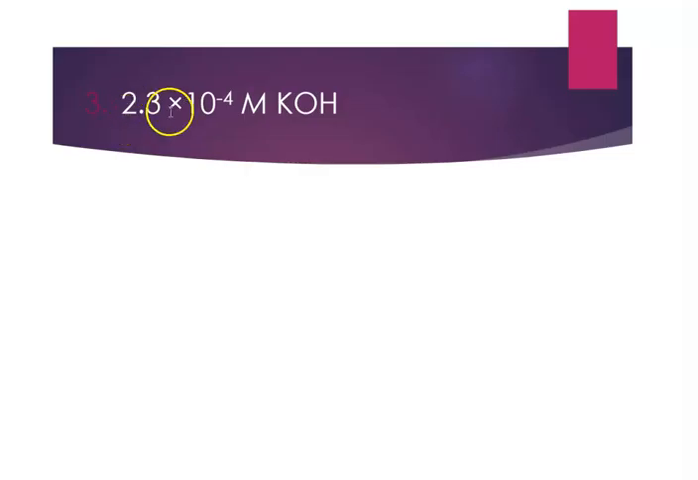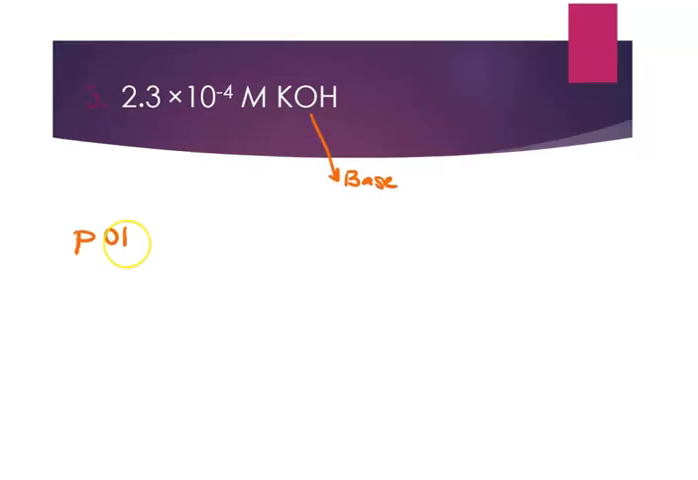So next up, we have 2.3 times 10 to the negative 4 molar KOH. So here, I don't start with H, I end with OH, which means that I have a base. Which means that I'm going to be finding pOH. So that's going to be negative log of 2.3 times 10 to the negative 4 molar.